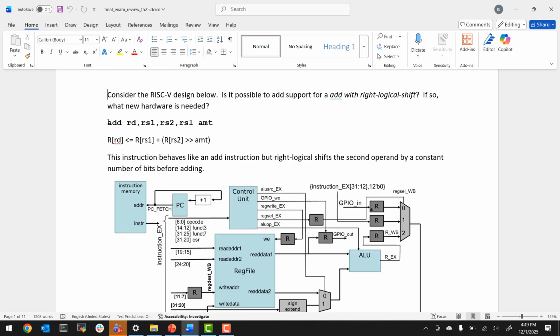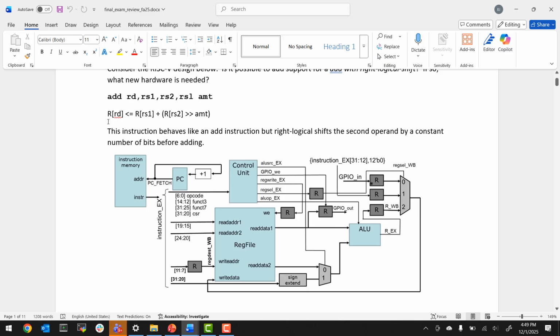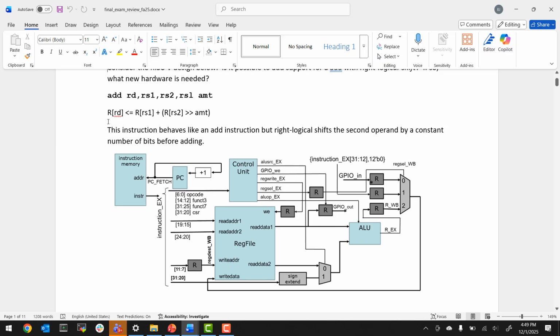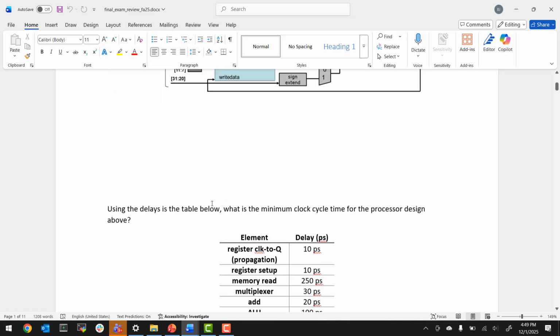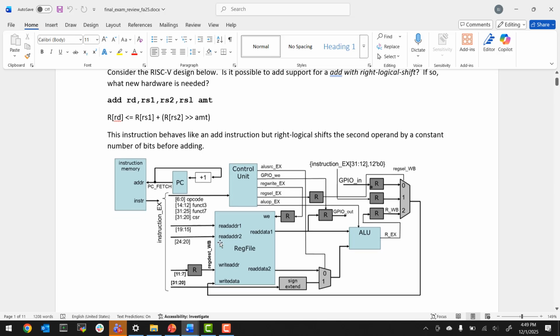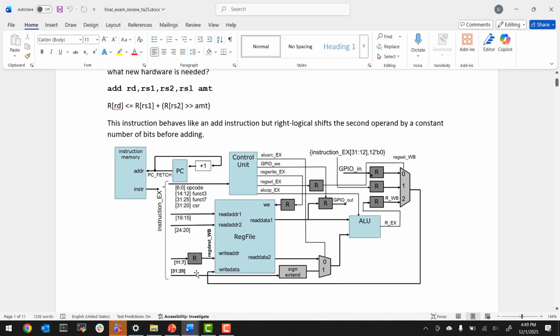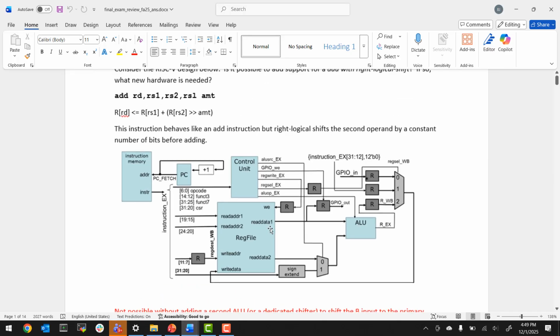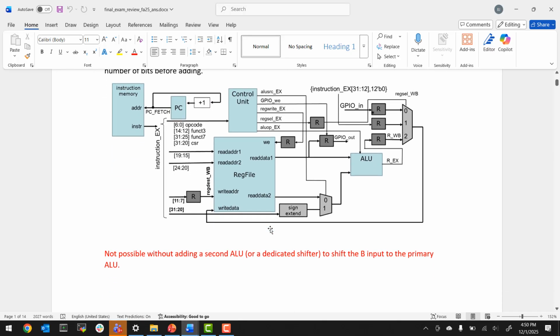So the question is, is it possible to add support for that in our processor? Never mind the fact that there's no actual RISC-V instruction that does that, and if you added support, you would no longer be in spec for RISC-V, although RISC-V does have custom instructions, but that's another story. Is it possible? Sure, it's possible, but you'd have to add some hardware. You'd have to add a shifter. So my answer says not possible without adding a second ALU or a dedicated shifter to shift the B input before sending it to the primary ALU.